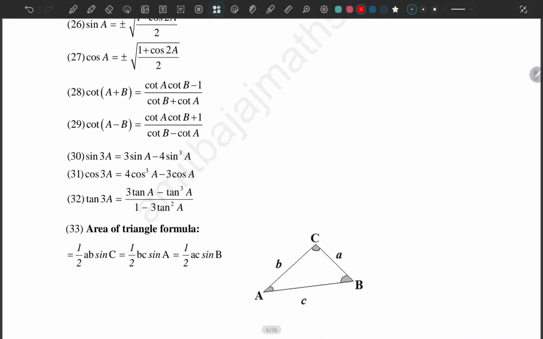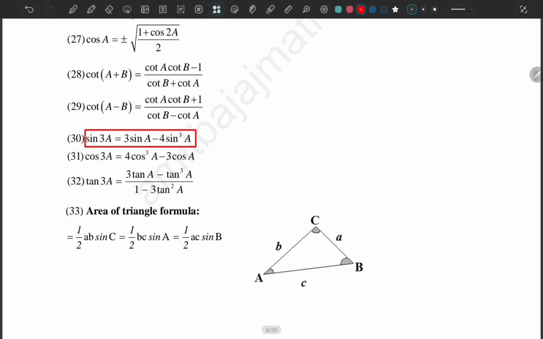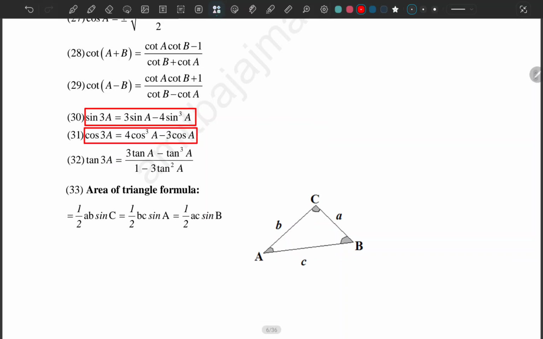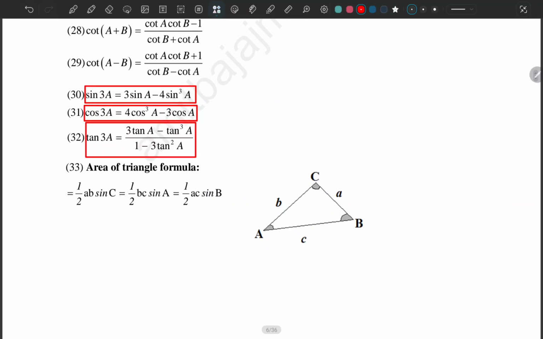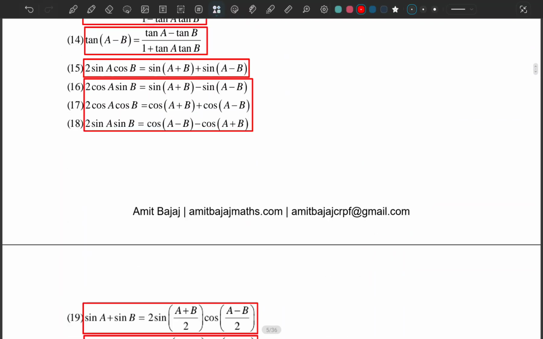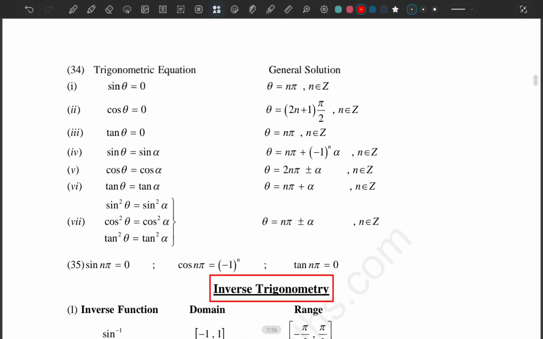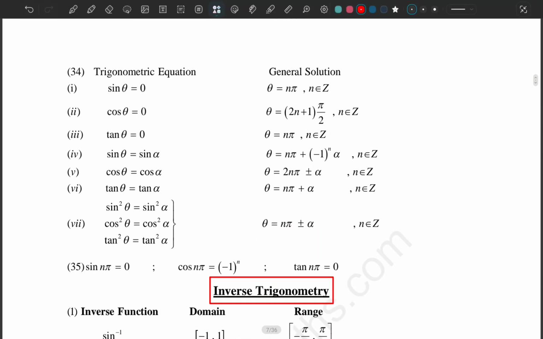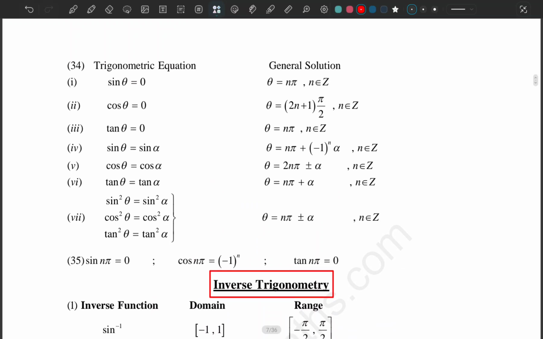Okay, then sine of 3a is 3 sine a minus 4 sine cube a. Cosine of 3a is 4 cosine cube a minus 3 cosine a. And finally tangent 3a is 3 tangent a minus tan cube a upon 1 minus 3 tangent square a. That's it. So if you can revise these much formulas, then you are good to go with this chapter. We don't need to remember all the stuffs. Okay, and now like general solutions.